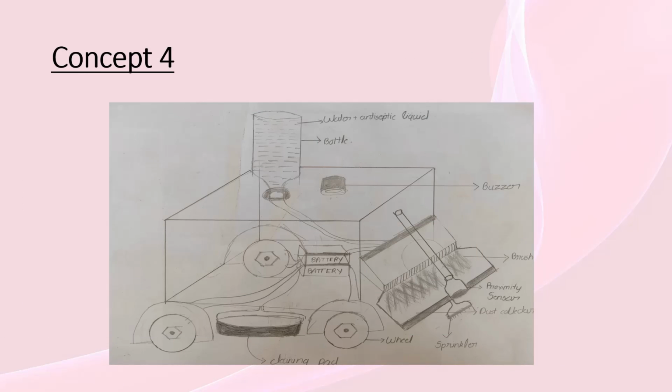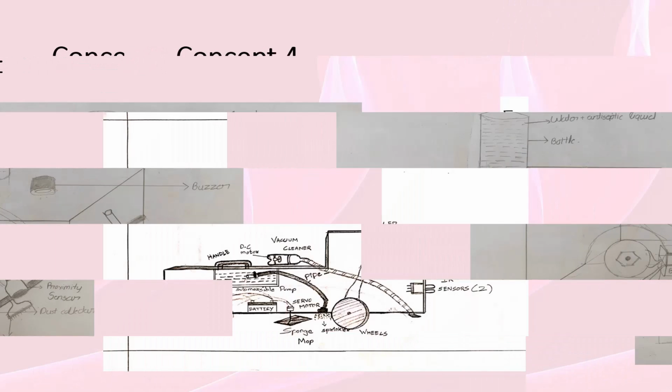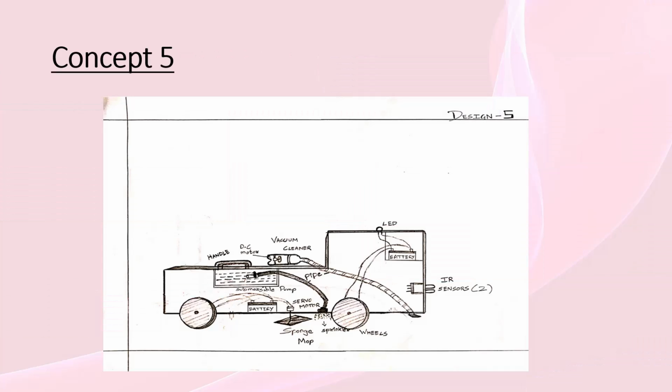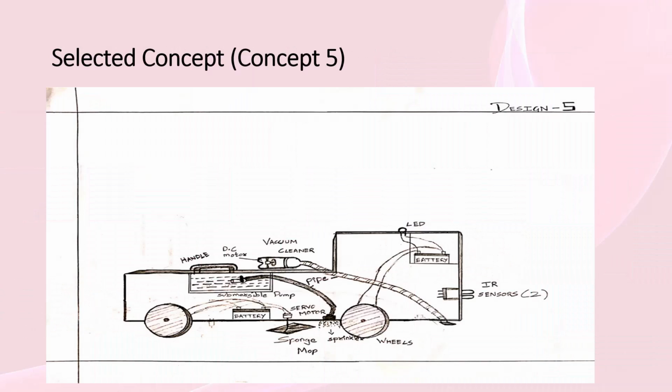In concept number 4, the cleaning is done with the help of a dust collector, a brush and a sprinkler. And finally, in concept number 5, the cleaning is done with the help of a sponge, a water sprayer, a vacuum cleaner, and the obstacle detection is done with the help of IR sensors. Therefore, after looking at all 5 designs and using the bug chart, we were able to select concept 5 as our concept.